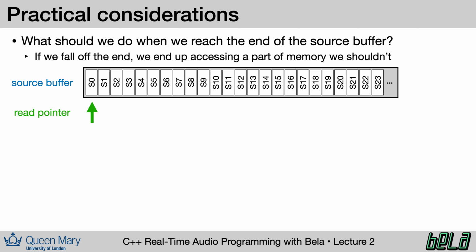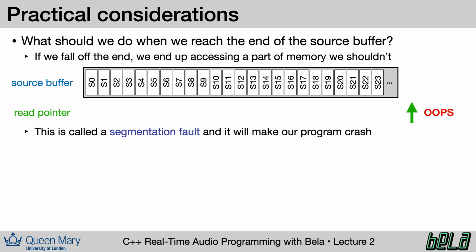Now there's a practical consideration here because we will eventually reach the end of the source buffer and fall off the end. This is a real problem because it'll mean that we're trying to access a part of memory that our program doesn't actually own. Now this is called a segmentation fault, and it's one of the most common ways that programs crash. We actually want our program to crash when this happens because what it means is that our code has tried to access a piece of memory that it doesn't own.